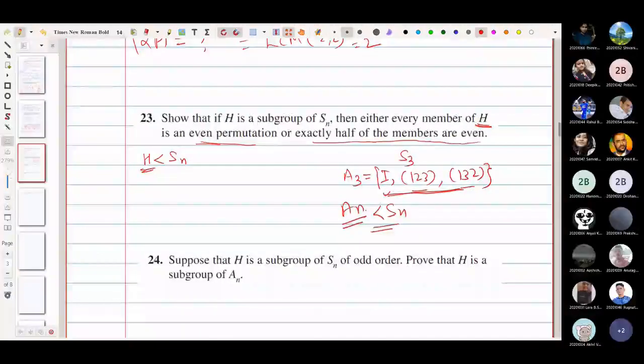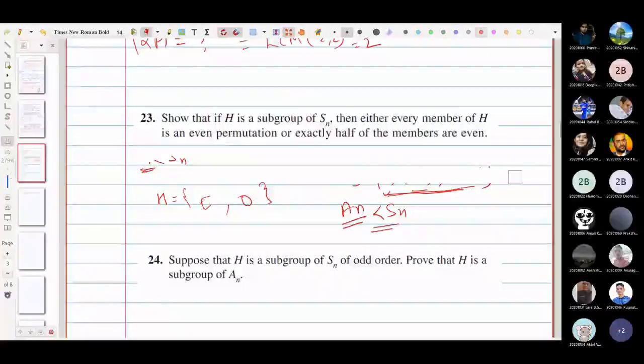But the thing is that they are telling that if H is a subgroup of Sn, and if all members of H are not even permutations, then we have half the members as even permutations and half the members as odd permutations. Okay, exactly half are even and half are odd permutations. So this is the question. There are two possibilities, so let us see how we can prove this.